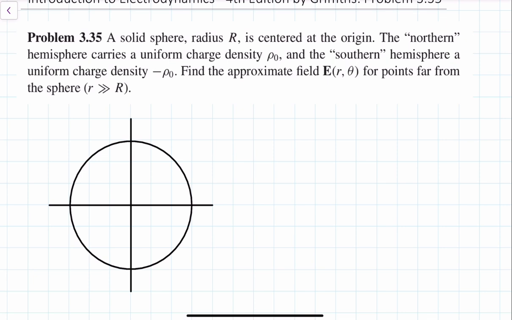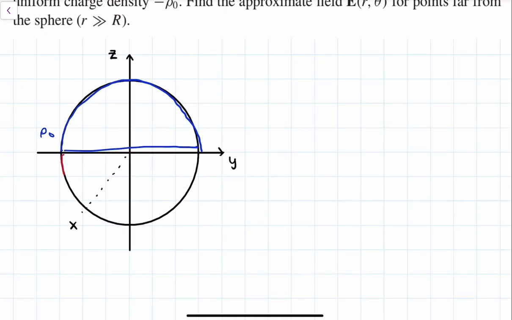Okay, and we have the z direction over here and the y. And then just imagine x is over there. And we have a positive ρ naught on the northern hemisphere, and negative ρ naught on the southern one.